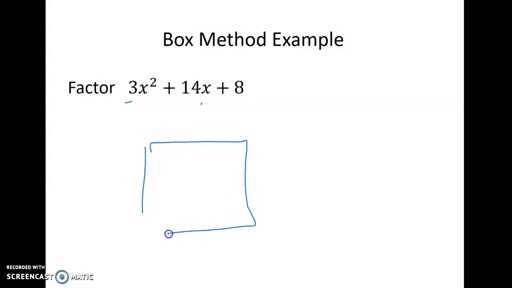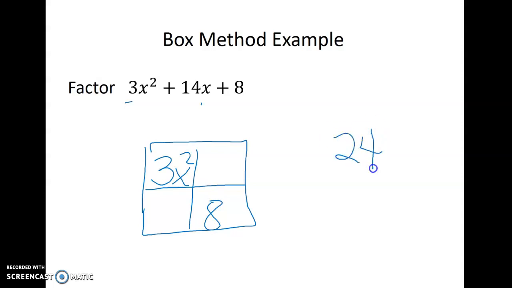So box method, think about when we multiplied a binomial times a binomial. All right, we put our answers on the outside. Okay, so if we're going to factor, we're going to find the factors, then we're going to put what's in our trinomial, some of it, in the box. We put the first term in the first box. We put the last term in the last box. Once you put those in there, multiply them. So without the variable, 3 times 8 is 24.